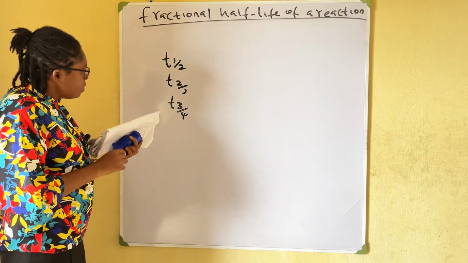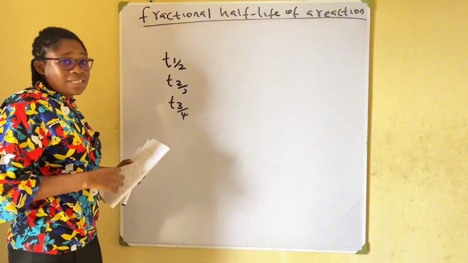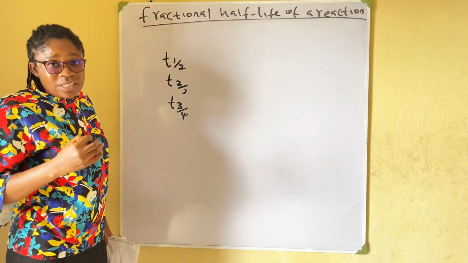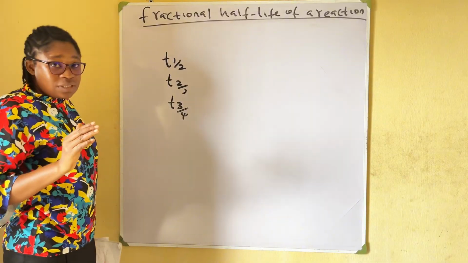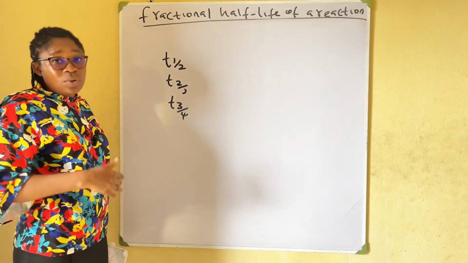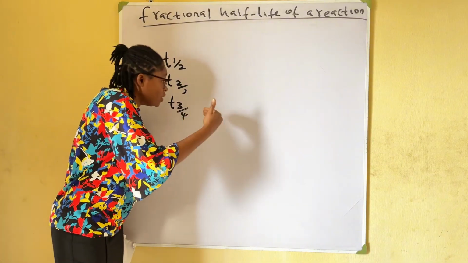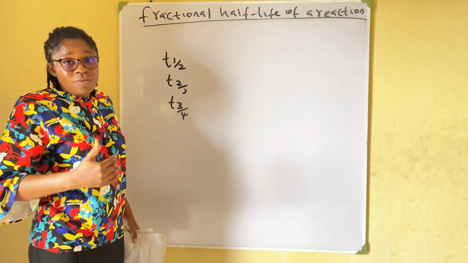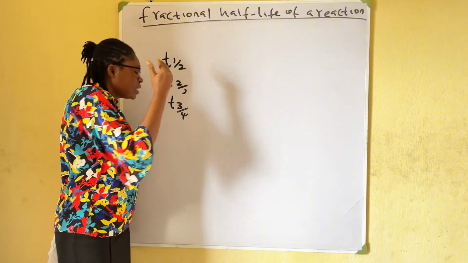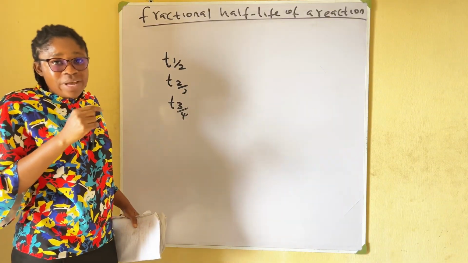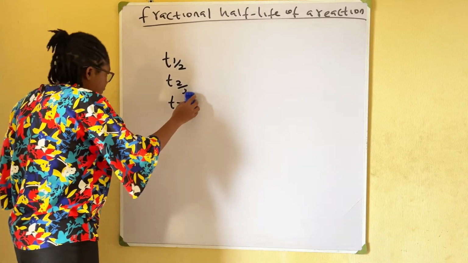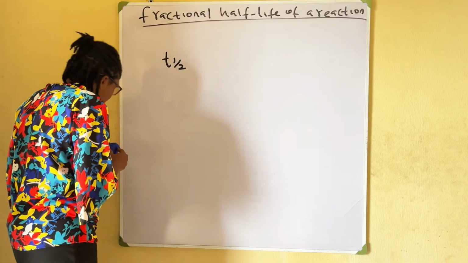So let's look at the meaning of half-life. Half-life is the time taken for half of the concentration of the reactant present to go to product. That's what it means. Then 3/4 life, what does it mean? 3/4 life simply means the time it will take 3/4 of the concentration of the reactant present to go to product. What of 2/3 life? The time it will take 2/3 of the concentration of the reactant present to go to product. So we're looking at half-life. That's what we're considering now.